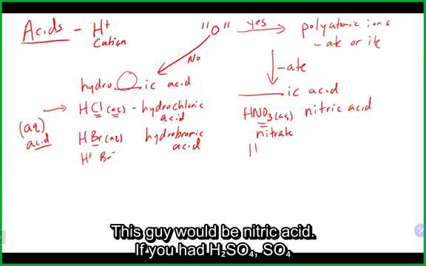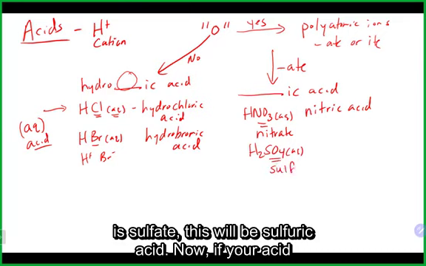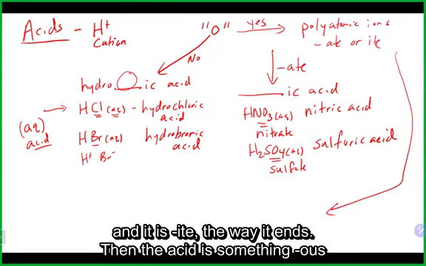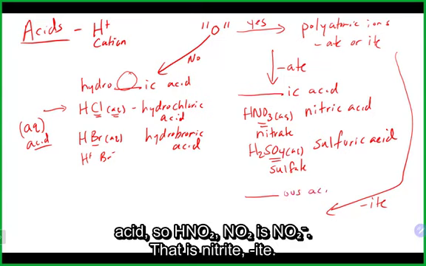If you had H2SO4, SO4 is sulfate. This will be sulfuric acid. Now, if your acid contains a polyatomic ion and has oxygen, and it ends in ite, then the acid is something ous acid.